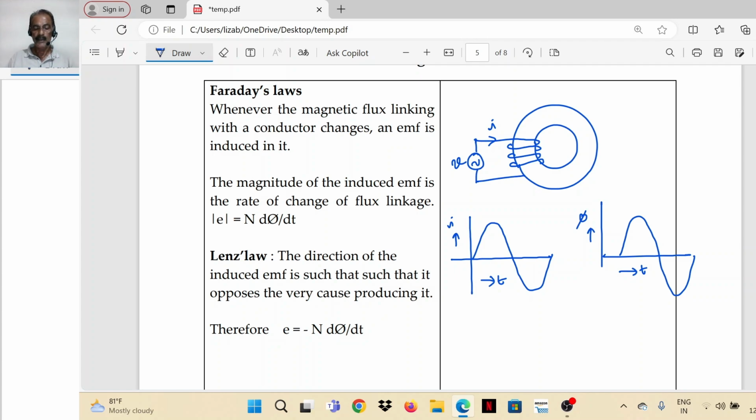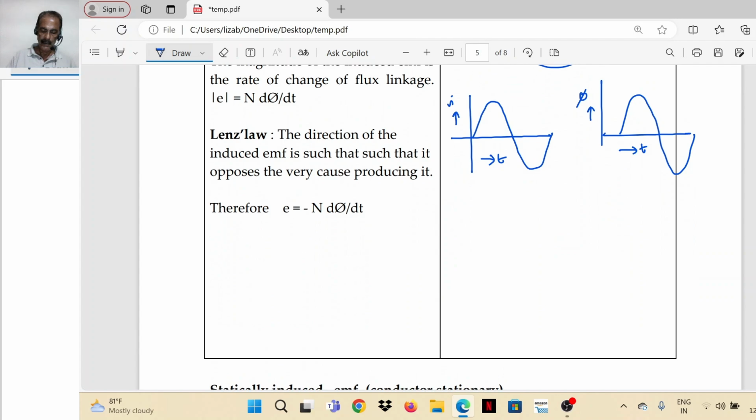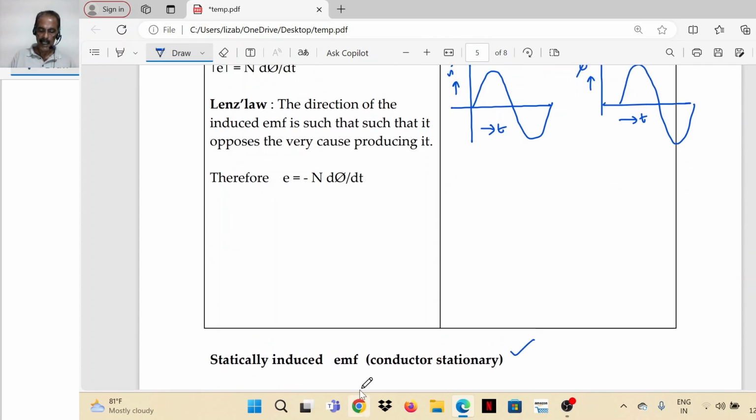So if the conductor is stationary and the magnetic field is varying, then it is called statically induced EMF. Conductor stationary and magnetic field moving, then it is called statically induced EMF. Wherever the conductor is stationary, it is statically induced EMF. Wherever the conductor is moving, it is dynamically induced EMF.